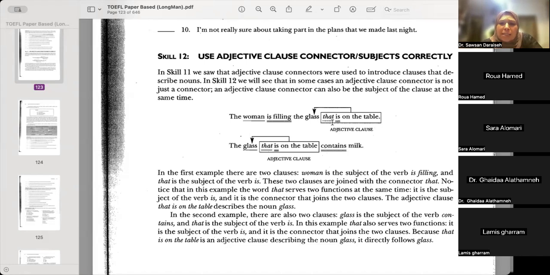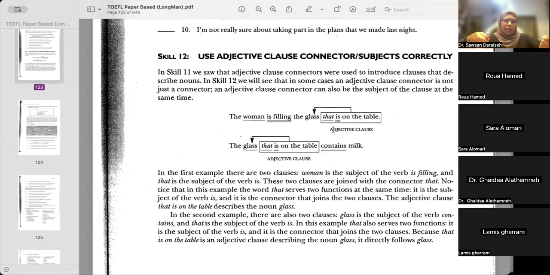But this person has decided to modify or describe the glass that she's filling, okay? The woman is filling the glass. Which glass am I talking about? That is on the table. And maybe there's only one on the table. That's why I said that is on the table. Maybe there are several in a tray.